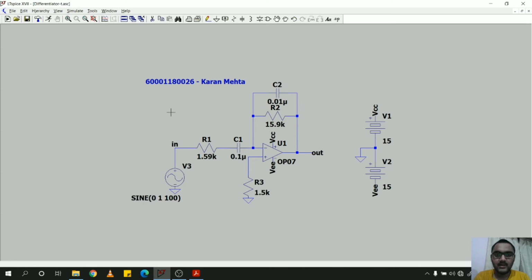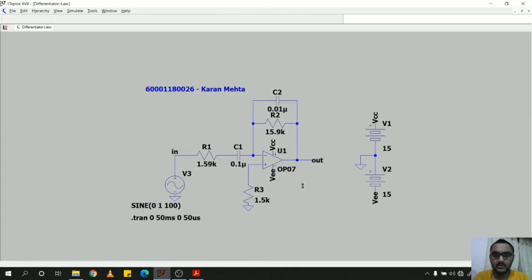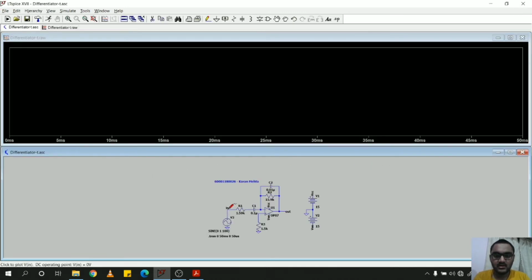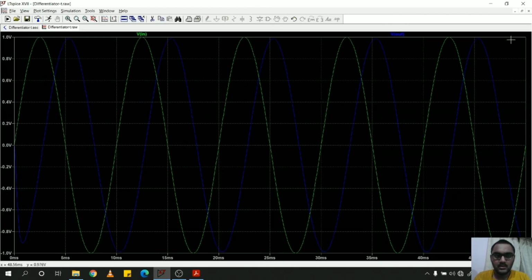Now let's run the schematic. Enter stop time as 50 milliseconds, starting time as 0, maximum step size as 50 microseconds. Click OK. First click on the input terminal and then on the output. Now as you can see here, the input provided is a sinusoidal wave and the output is a cosine wave.